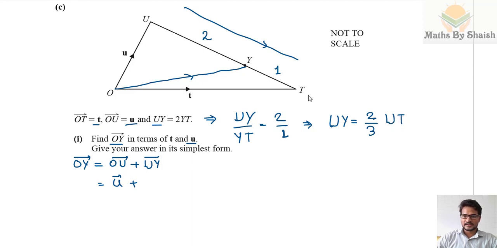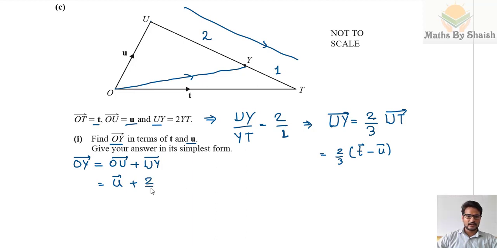And again, since UY and UT are in the same direction, we can treat it as a vector, and hence we require only the UT vector. UT is going to be from U to T, so first we go from U to O and O to T. So it becomes the T vector minus the U vector, and that's what we are going to substitute here.